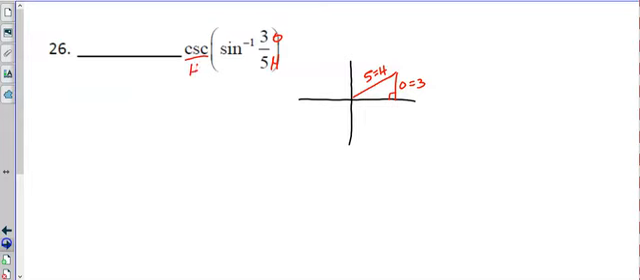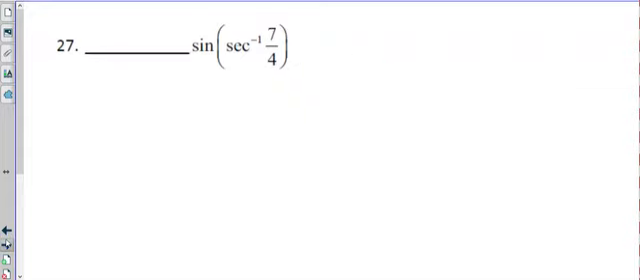So we are looking for H over O. We already have H is 5 and O is 3. So we don't have to do any Pythagorean theorem there. We could if we wanted to, but we don't need the adjacent for anything anyway, so let's not waste our time. Moving on, we got 2 more of these.